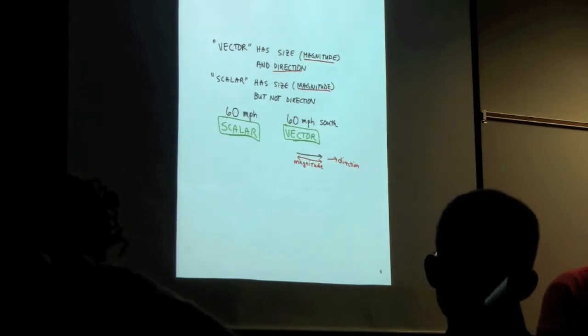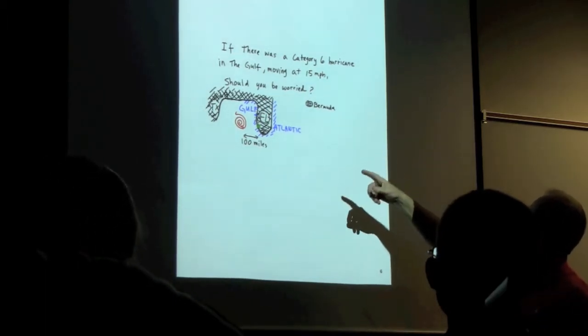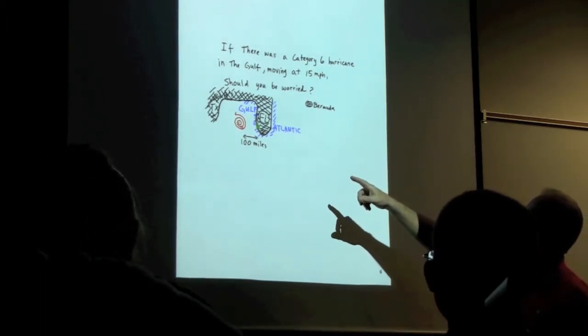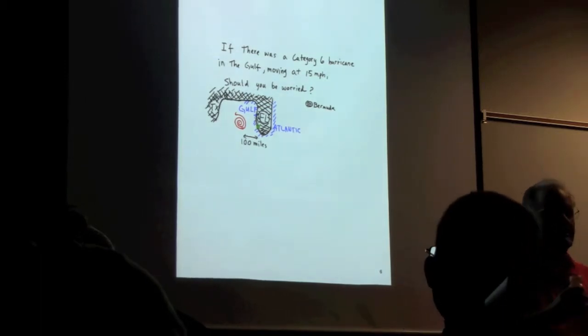Okay, then, what about this question? There's a Category 6 hurricane in the Gulf. It's moving at 15 miles an hour, and this is the picture you see. Should you be worried? What do you think? Time to put the shutters down?